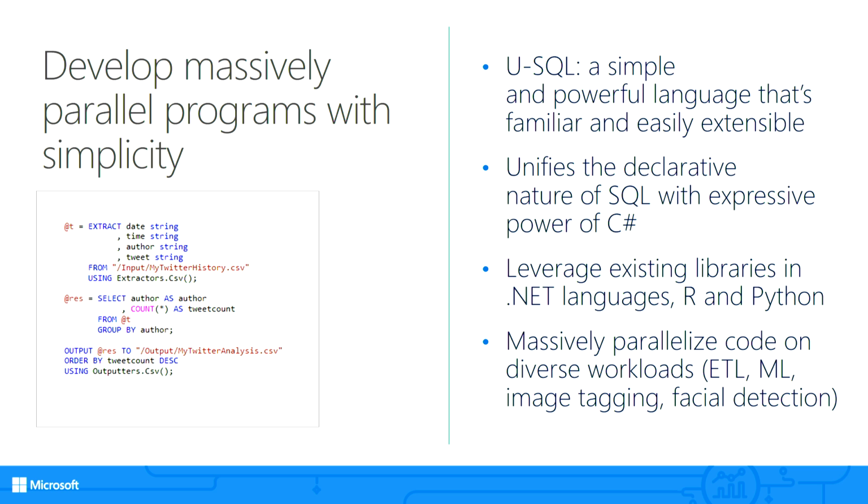Now, I mentioned U-SQL a couple times. This is a really nice language, it's familiar. It's a SQL-like language. It's also very extensible. So it unifies the declarative nature of SQL with the expressive power of C#. Now, what I really like as a data scientist is you can also integrate U-SQL with existing .NET libraries, as well as R and Python, which are two open source statistical machine learning frameworks or programming languages. So within U-SQL, you can call out to those open source languages and scale out your processing, again, on petabyte or infinite scale. And because it's this framework for you, you can massively parallelize code.